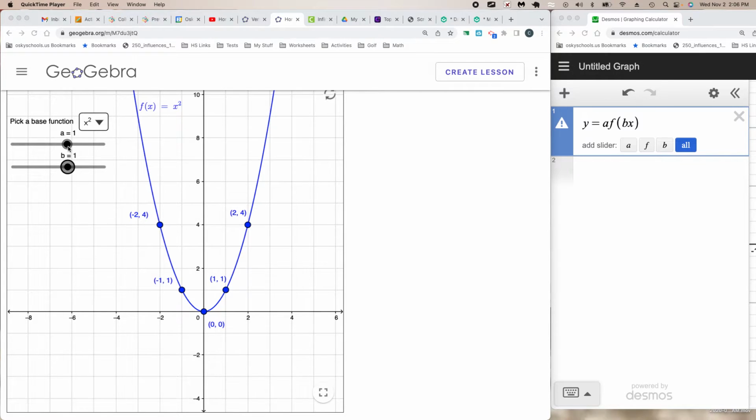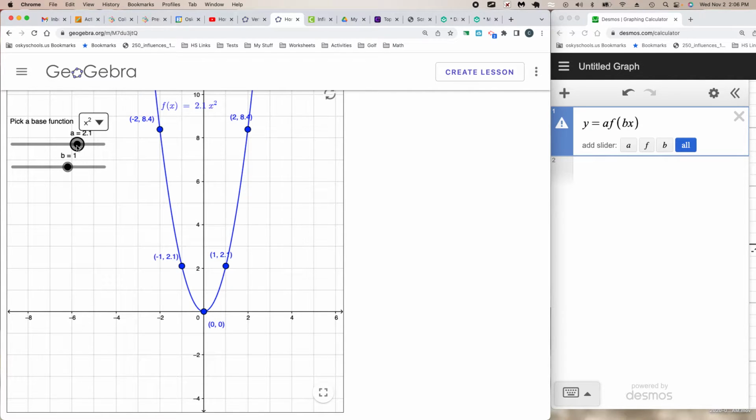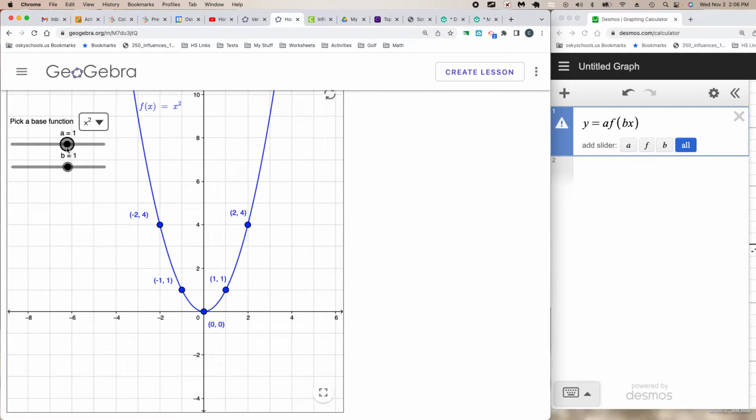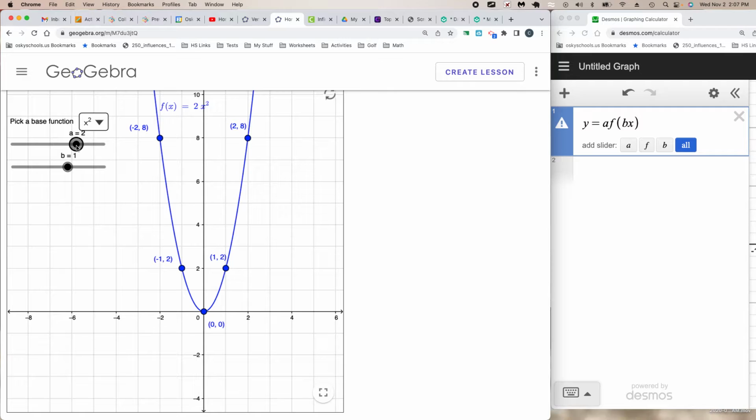If I start changing a on the x squared function and I make it larger, so I have 2, you can see the function up here is f of x equals 2x squared. I am having a vertical stretch. I went from this basic quadratic x squared to now increasing the y values by 2 times what they were before.